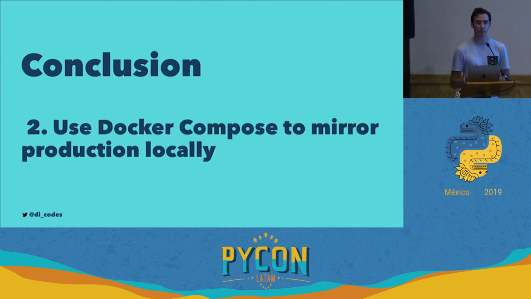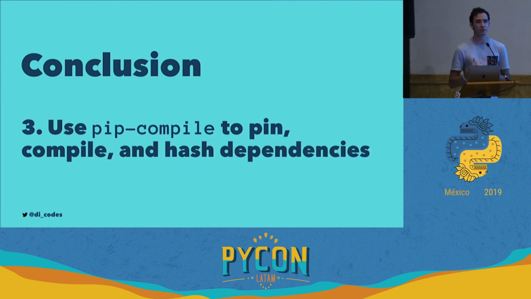However, you should use Docker Compose to build services out of Docker containers that mirror the way your production works. That includes databases, that includes Redis, all that other stuff. You should absolutely use pip compile to pin, compile, and hash your dependencies. Hashing is not a requirement. However, it's a nice security feature that you don't want to get bit by someday if you're not using it.